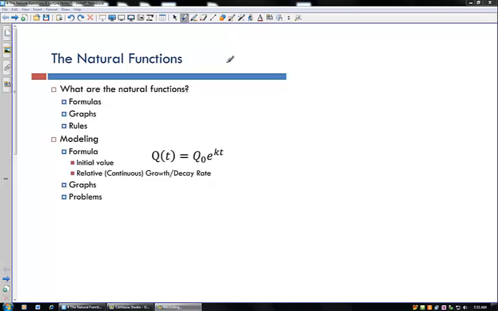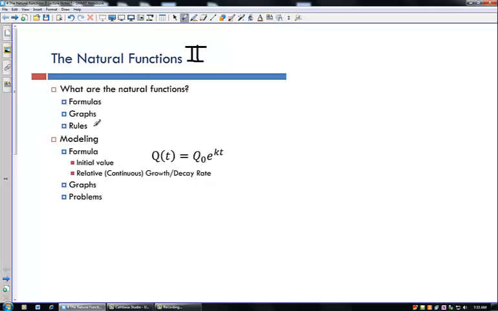So this is natural functions part 2. I split this up into 2 parts because we're going to do the word problems today, and they're a little bit tougher, and it'll take a little bit of work, but what's nice is typically each problem, although it looks different, the word problem is different, it's actually done the same way.